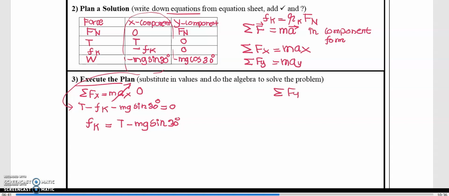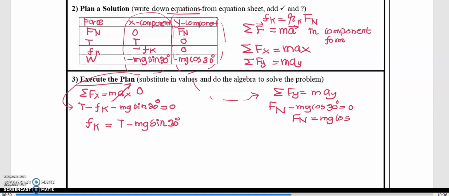And then I'm going to use Newton's second law in y direction. I'm going to look at the chart and then identify all the components of forces acting along the y direction. Normal force minus mg cosine theta is equal to 0 because there's no acceleration in y direction. And if you solve for the normal force, you get normal force is equal to mg cosine of 30 degrees.